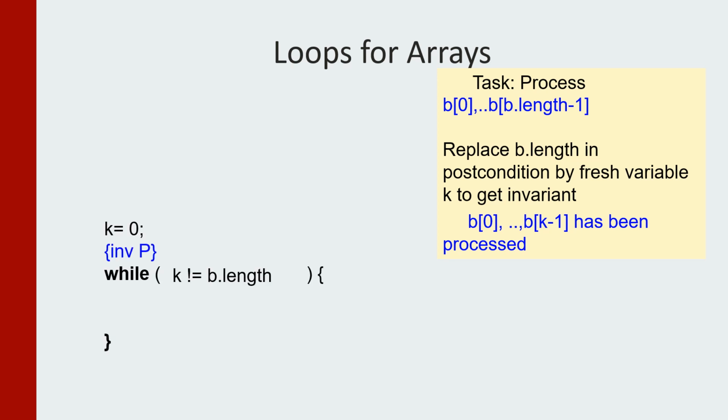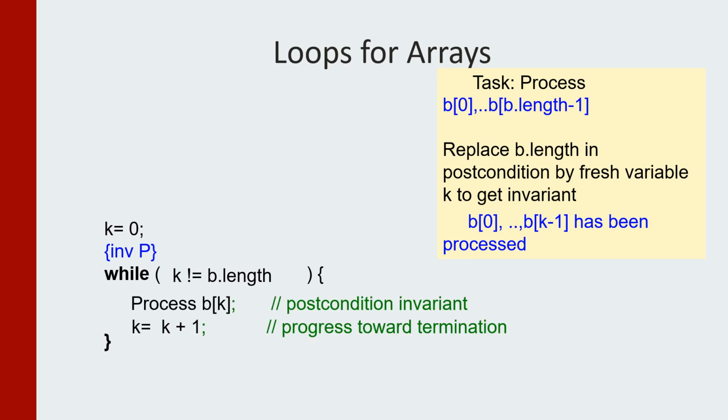So I'm going to write k is equal to 0, and then as long as k is not equal to b.length, I'm going to have this ability to process b at k. I don't know what that means as a specific piece of code, but I'm going to do something at b at k. And k is going to be equal to k plus 1.